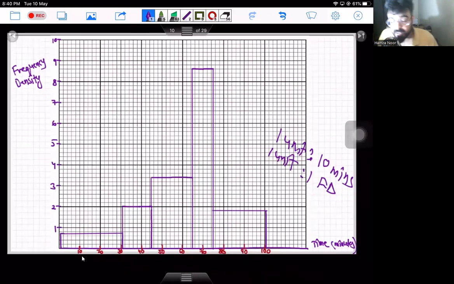So always make the histogram or any graph with a sharp pencil, and just avoid the writing over there. Okay, so here you have your complete 4 marks.